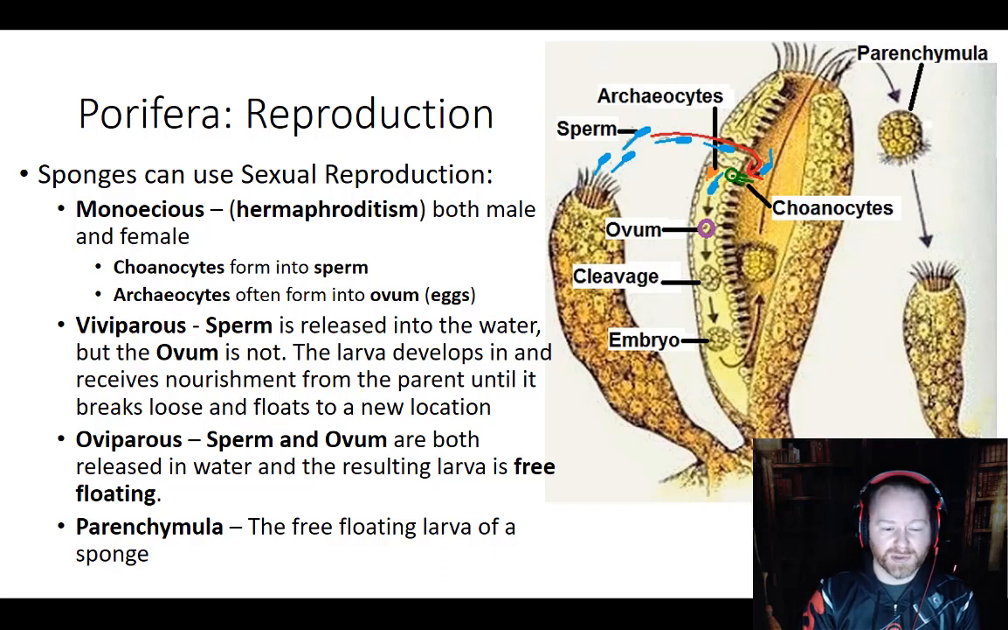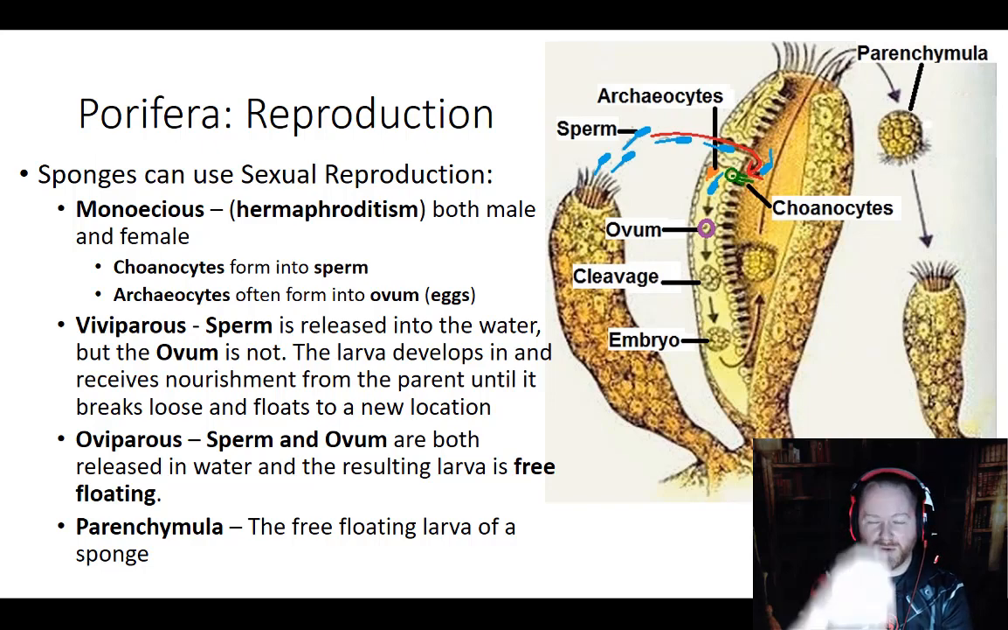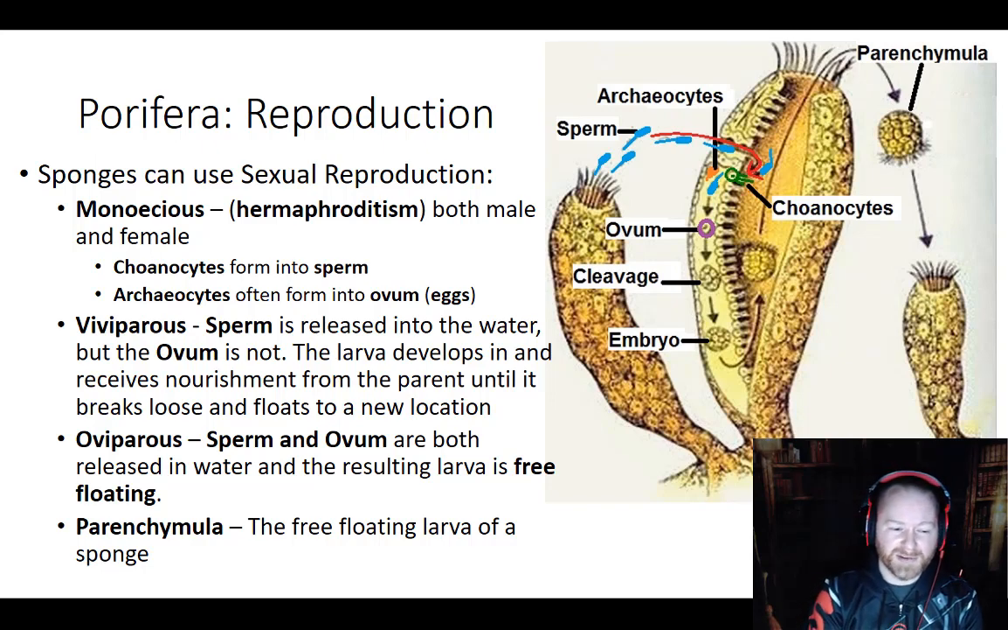Then we have oviparous, where the sperm and the ovum, or the egg, are both released into the water. They'll meet together in the water and go through conception and fertilization, and then it forms a free-floating larva called a parenchymula, which is a fun word to say, parenchymula, and that parenchymula will then attach to something and start to grow. So the viviparous and the oviparous is really about where the conception and fertilization are happening.